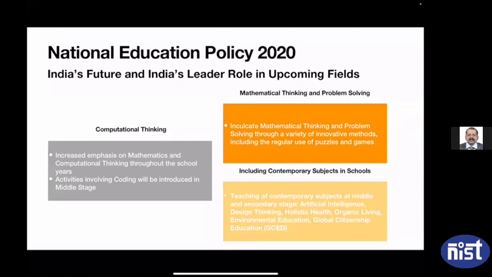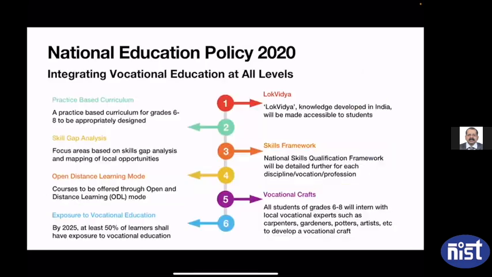And then inculcation of mathematical thinking and problem solving through a variety of innovative methods, like regular use of puzzles and games. So this will become a part of teaching. Right now, they are part of extracurricular activities. And then including contemporary subjects in schools. Teaching of contemporary subjects at middle and secondary stage, subjects like artificial intelligence, design thinking, environmental education, holistic health, organic living, global citizenship education. So all these will also come at some level in the school education.